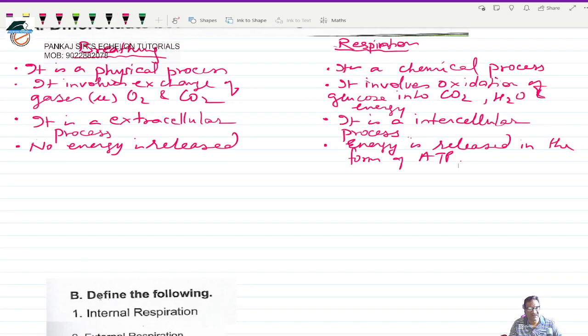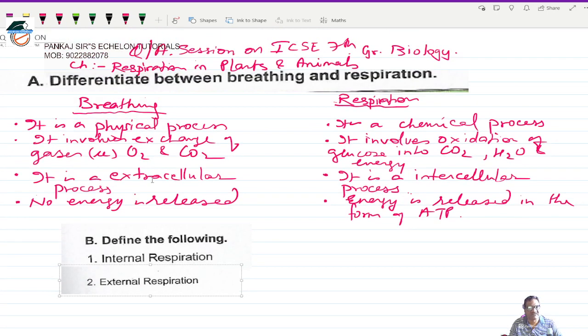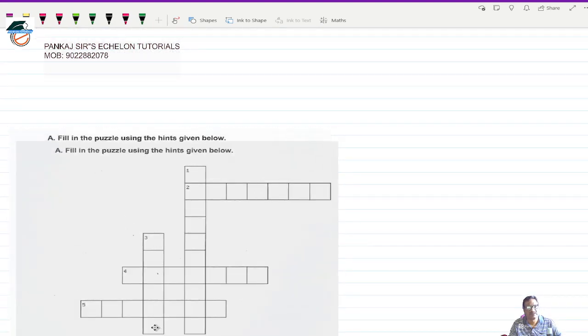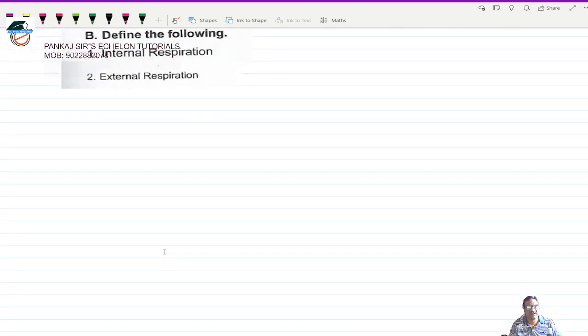Now let us come to the second question. Now the second question is, let me take this down. Define the following: internal respiration and external respiration. So we have to define these. So the first one is, what is internal respiration?